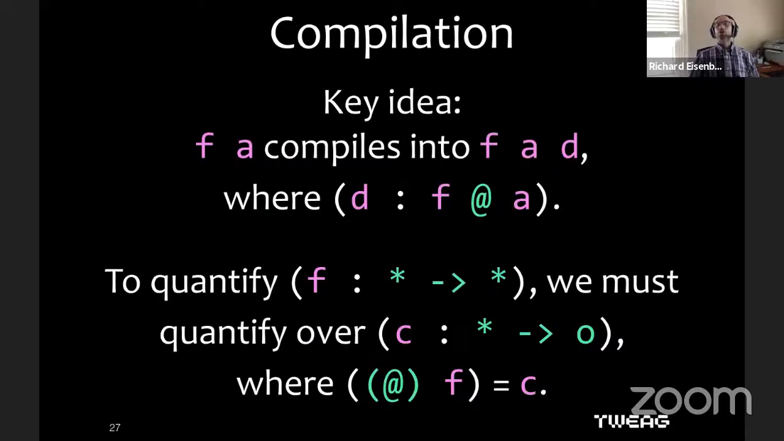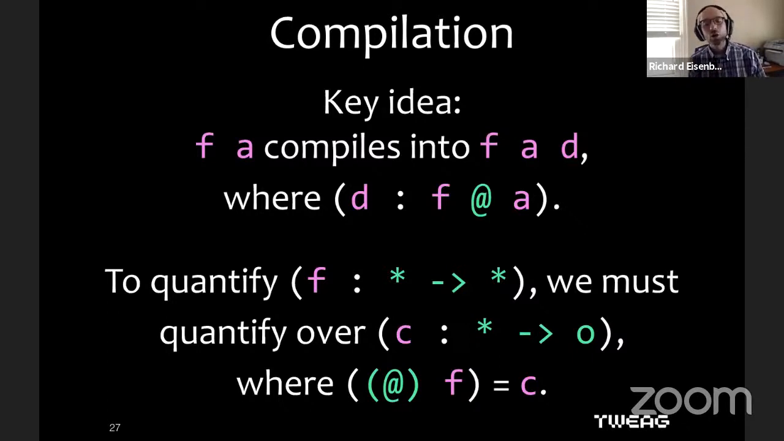Okay. So I said that we're going to compile this surface language with partiality into an internal language that doesn't have partiality. The way that works is that we're going to have explicit evidence for when an argument is in the domain of a function. So whenever we see f applied to a, that's actually going to compile into f applied to a applied to d, where d is the evidence that f could have been applied to a. In this internal language, just saying f a on its own is always okay. But we're not going to be able to make use of f applied to a without this evidence d that a is really in the domain of f.